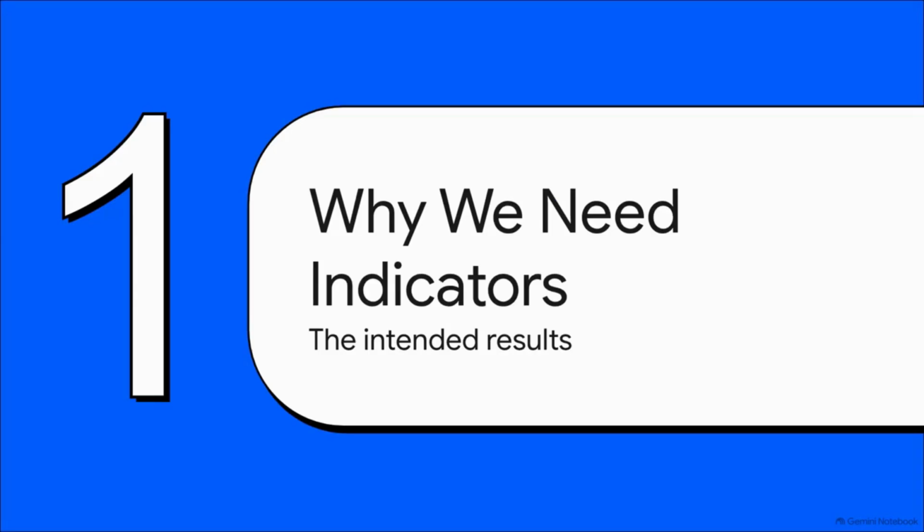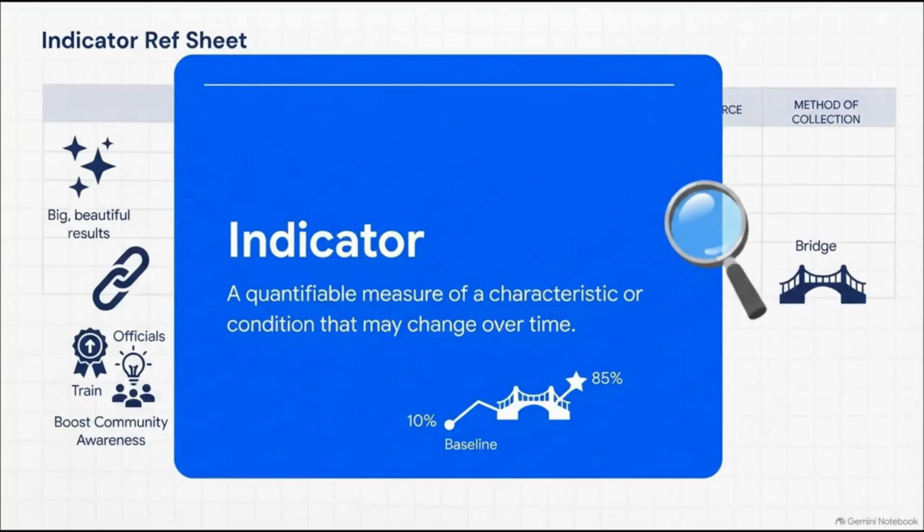Section 1. Why we need indicators. Every program starts out with big, beautiful results in mind, right? We want to train officials or boost community awareness or make local governance super responsive. But here's the catch. A result statement is just an intention. It tells us what we hope to deliver, but it doesn't give us a mechanism to measure if it's actually happening.